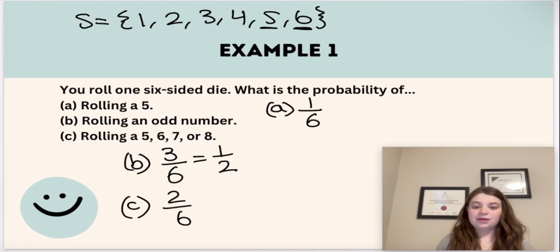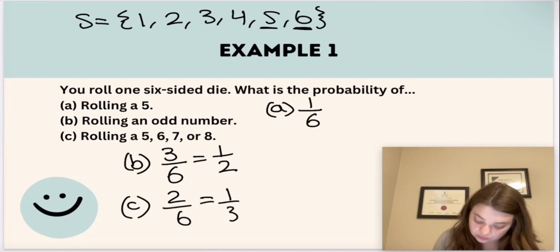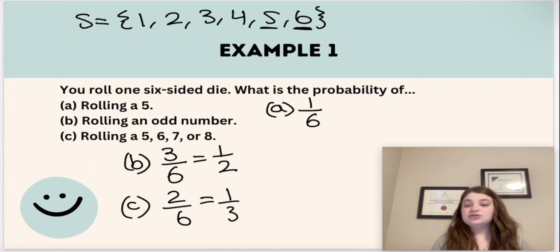Then I'm going to reduce this as well. If I divide 2 and 6 by 2, I get that this fraction is equal to 1/3. Reducing fractions is a good practice in general, although in terms of probability, it's not as crucial as it would be in other units, but I will still be doing it for today.